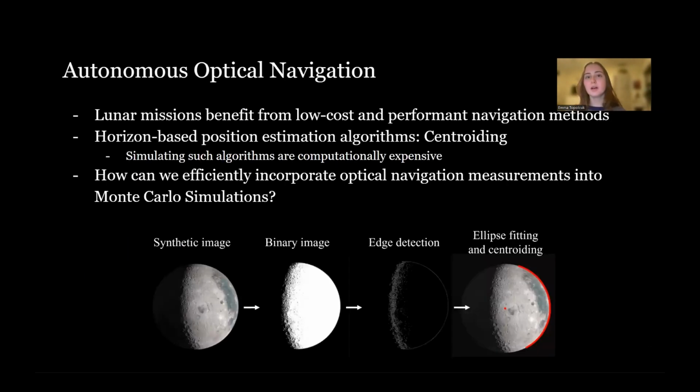Autonomous optical navigation is important because lunar missions benefit from low cost and performant navigation methods. Traditional ground antenna communications come with higher cost, more equipment on board, and limited accessibility. This is where optical navigation comes in.